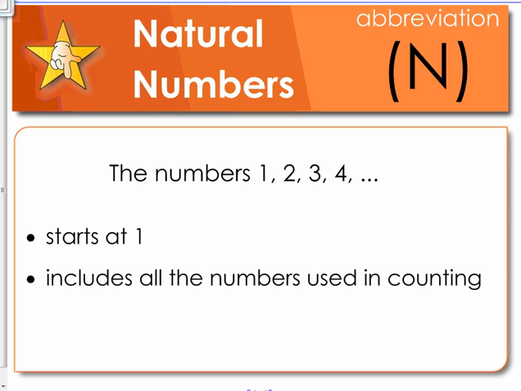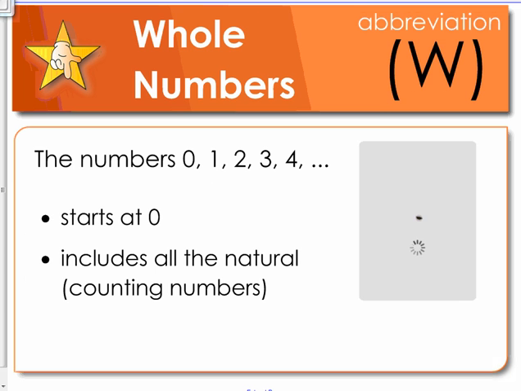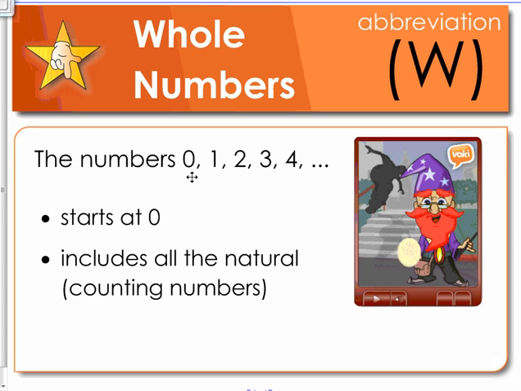All right. The next type of number are whole numbers. Whole numbers are numbers that start with 0. Okay, so this includes the natural numbers, the one that we talked about before, the 1, 2, 3, 4, and so on, but it also includes 0. So we start with 0 and we go up from there.